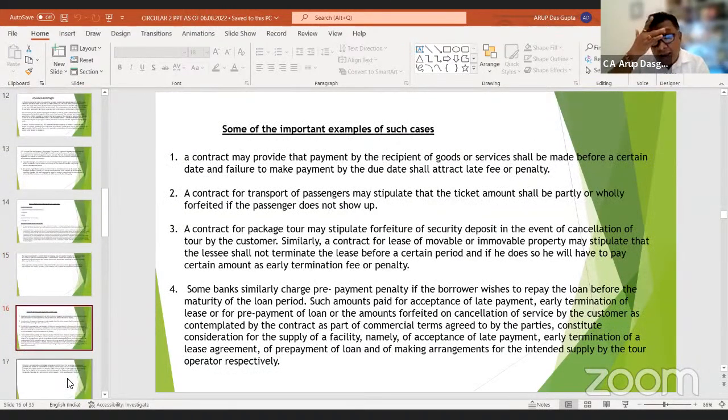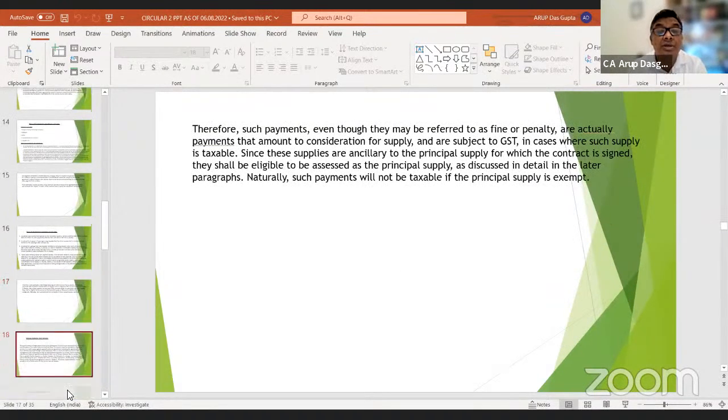Okay. A contract may provide that payment by the recipient of goods or services shall be made before a certain date, and a failure to make payment shall attract a late fee or penalty. Similarly, some other examples have been given. So we will just quickly go through each of the examples.